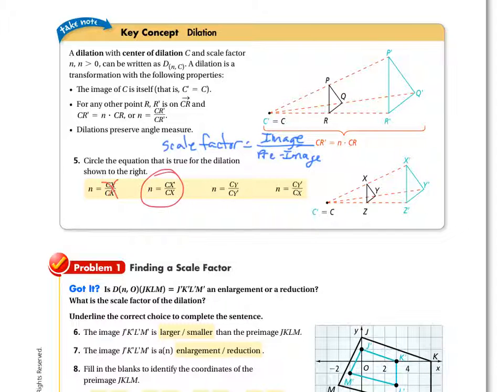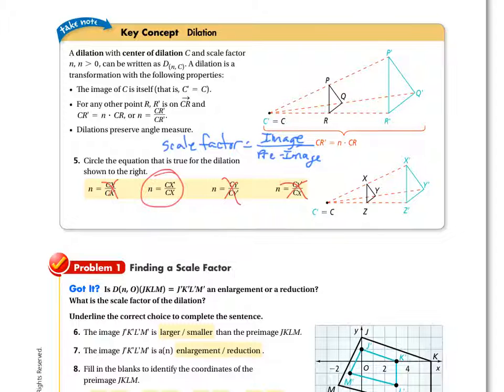What's wrong with this one? CY over CY prime. The pre-image is over the image, because the pre-image is up top on that one. And then what's wrong with this one? They finally have the image up top. But what's wrong with the CX versus the CY prime? They don't correspond to each other. So those are your reasons for those.